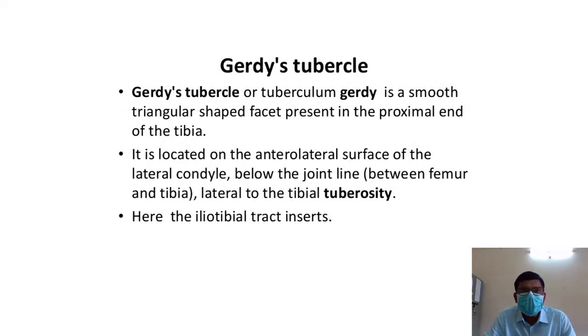Now an important point called the Gerdy's tubercle. What is this Gerdy's tubercle? This Gerdy's tubercle, or tuberculum Gerdy, is a smooth triangular-shaped facet present at the proximal end of the tibia. Basically, it is seen over the anterolateral surface of the lateral condyle of the tibia, and this is the important region where the iliotibial tract gets inserted.